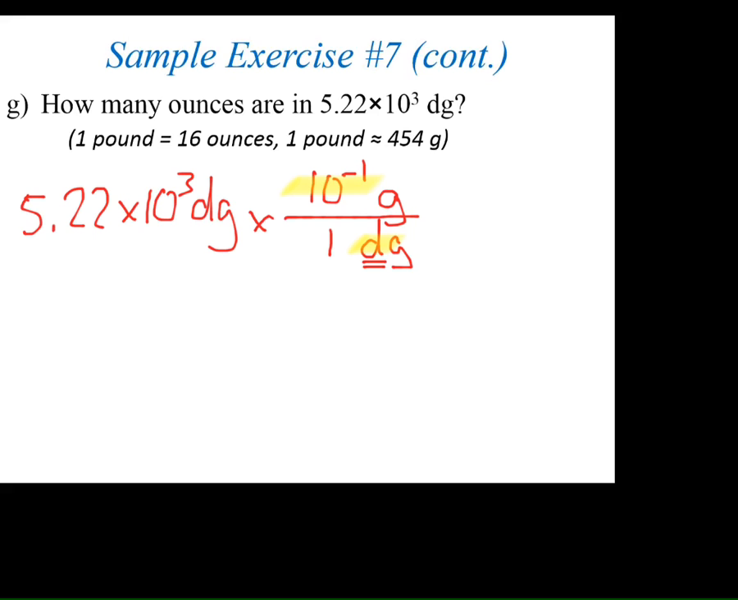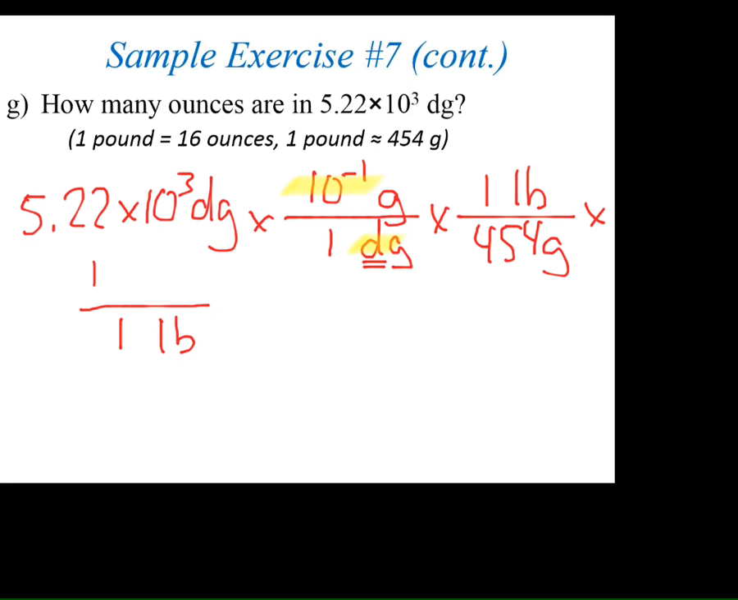So I need a conversion factor that has grams. What do you see up there that has grams in it? 1 pound is 454 grams. Okay. Now I'm in pounds, so I need a conversion that has pounds in it. What do you see that has pounds in it? Ounces. 1 pound is 16 ounces.